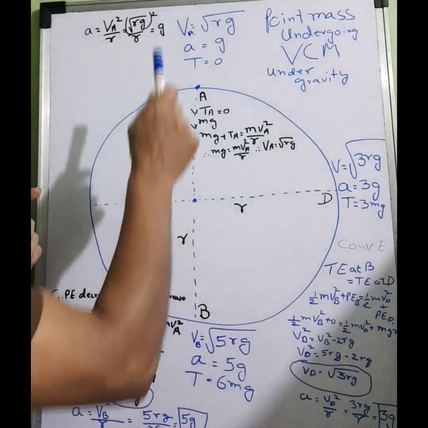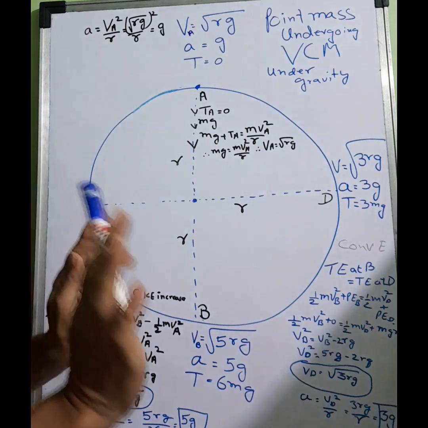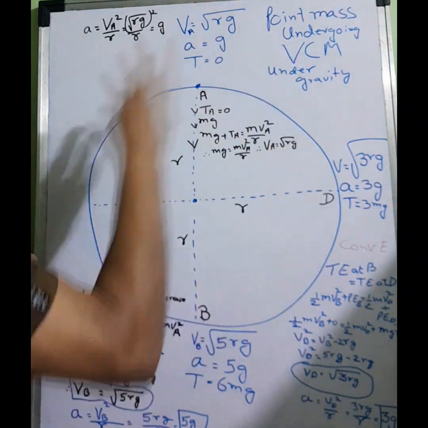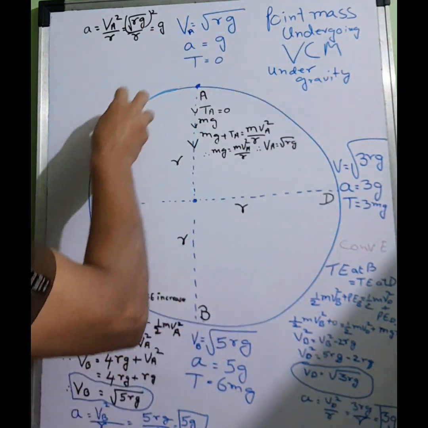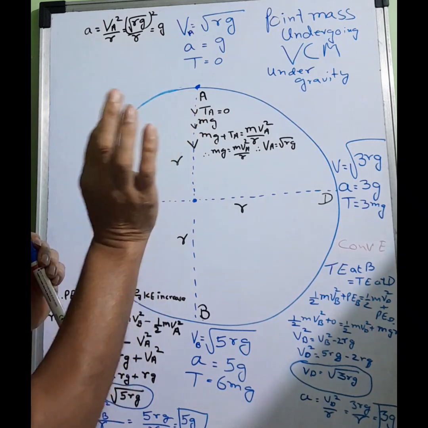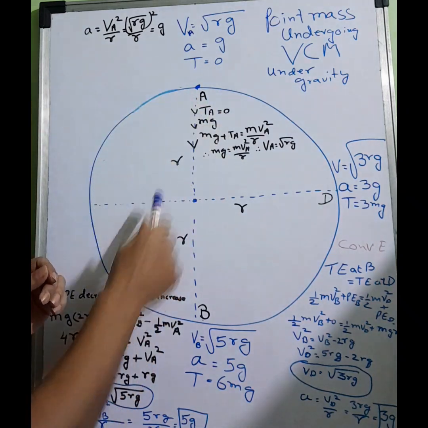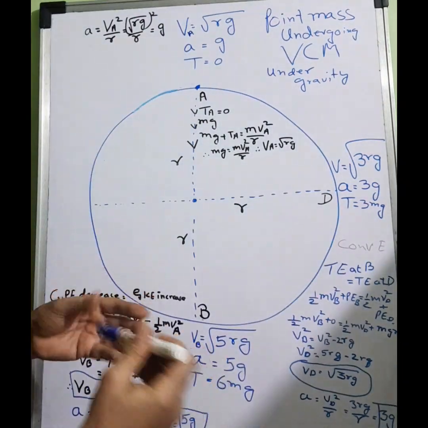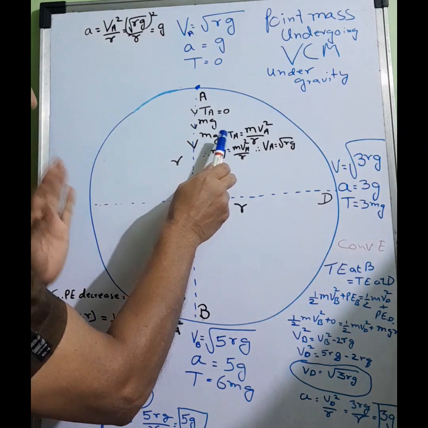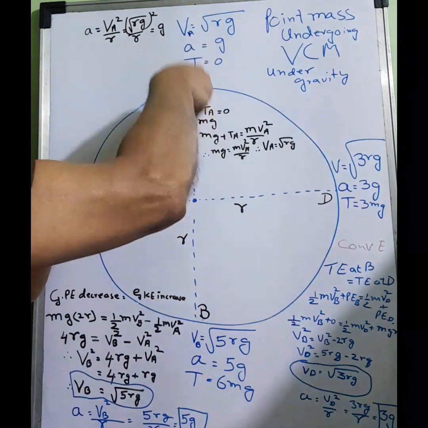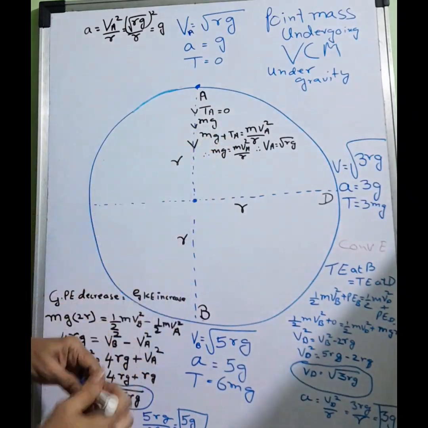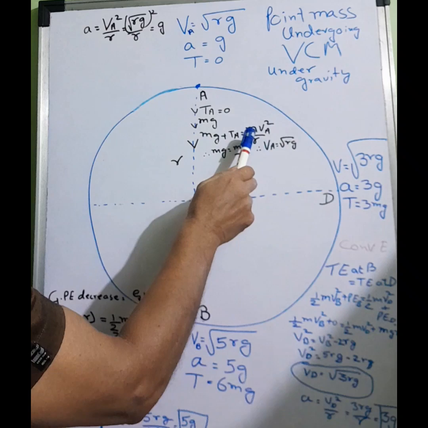Now tension here is 0 because it just crosses point A. Initially it was moving fast and then we reduced it, and if the velocity is such, the tension at that state would be nearly 0. So we assume TA to be 0. mg is downward. So what's the equation? mg plus TA is providing the centripetal force. That's the reason why it is moving around.